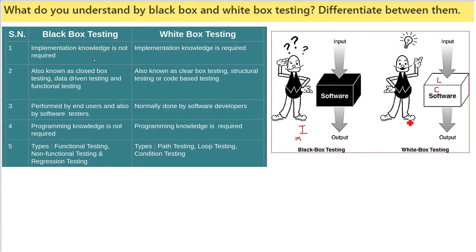In white box testing, the implementation knowledge is really required. Without that, you will not be able to do it. There are different names for black box testing. It is called closed box testing, data-driven testing, and functional testing. Functional testing is used more than the term black box testing. Then for white box testing, we have clear box testing, structural testing, and code-based testing.